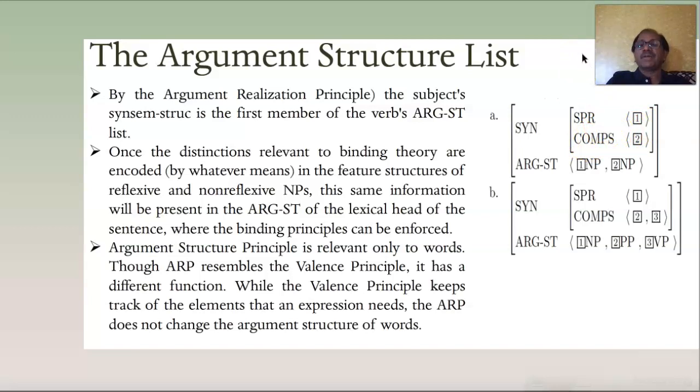And when the verb phrase attaches to a specifier, the specifier value becomes empty on the mother node, and the comps list, which is empty already, is transferred. This is maintained by your valence principle, right? It looks at the arguments and the combination with specifiers and complements. Whereas the argument relation principle does not change the argument structure of words.